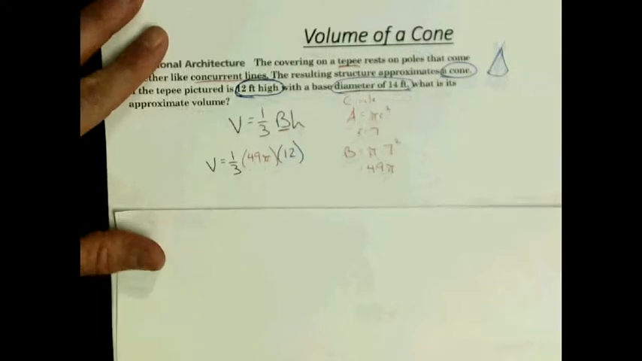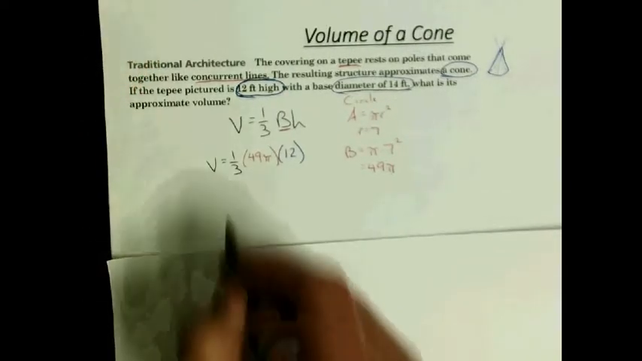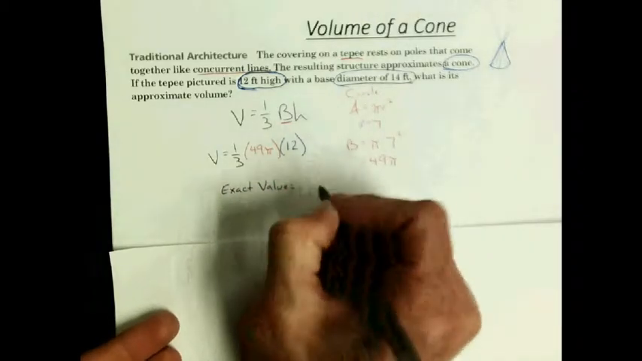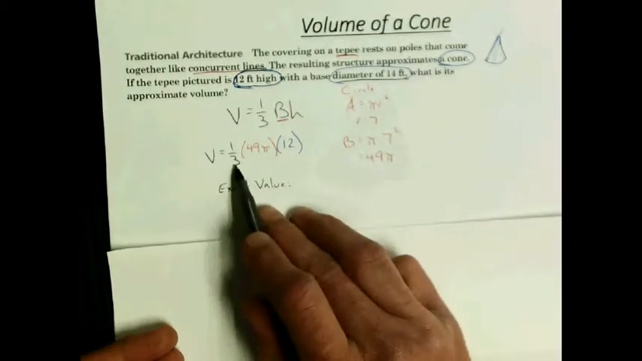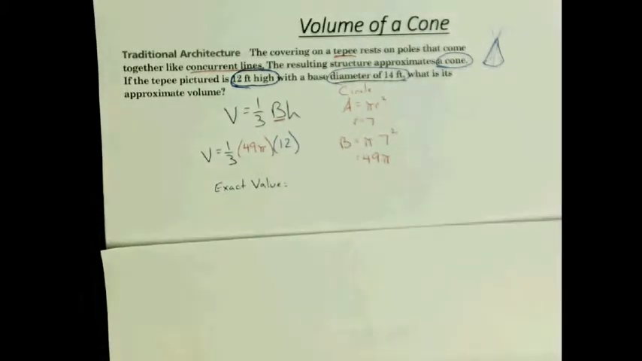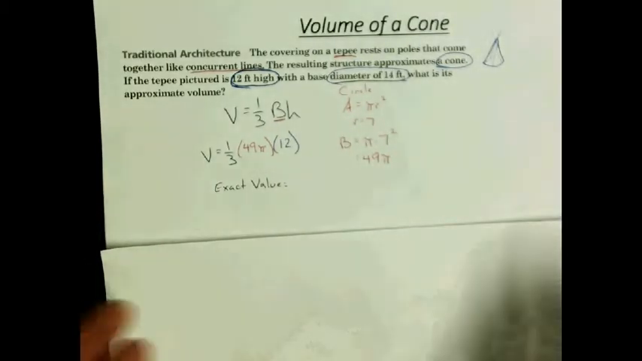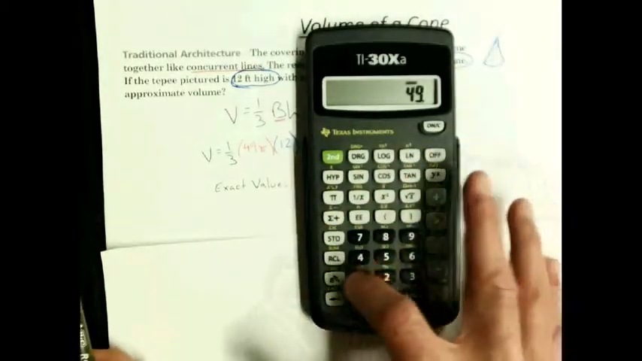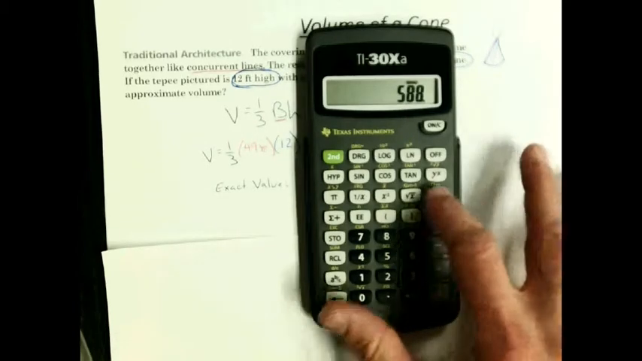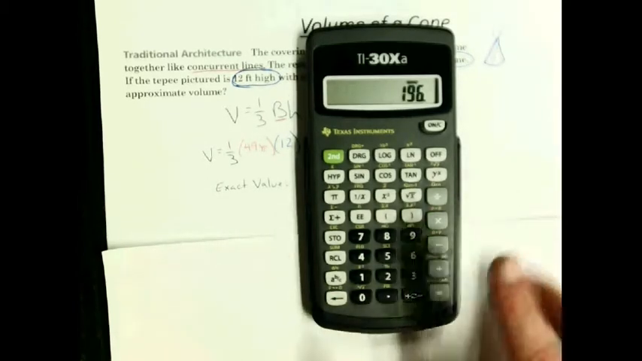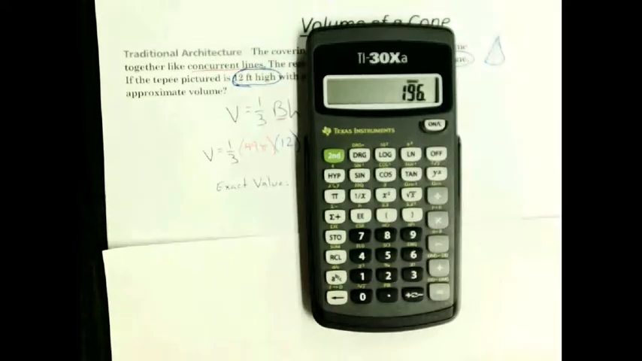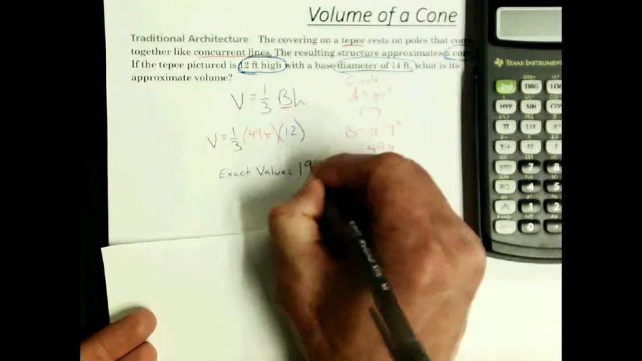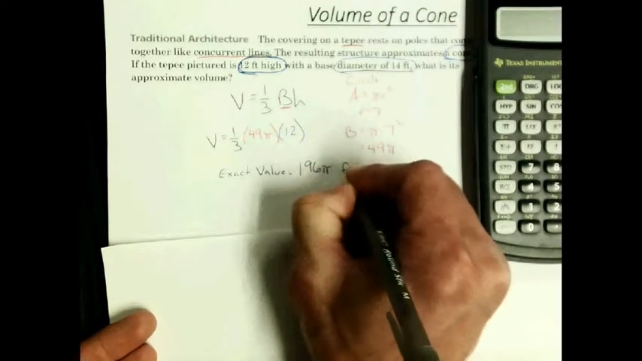Because we can give you this answer in a couple different ways. If we want an exact value, or in terms of pi, it's quite simple. 1/3 of 12 is 4, okay? All we have to do is multiply 49 times 12, divide by 3. It's going to give us a nice, pretty number. It's 196, but in terms of pi. So it's 196 pi. If we wanted exact values, it would be 196 pi cubic feet.